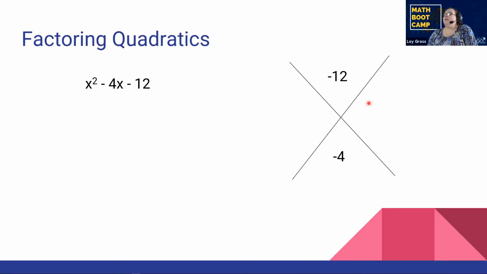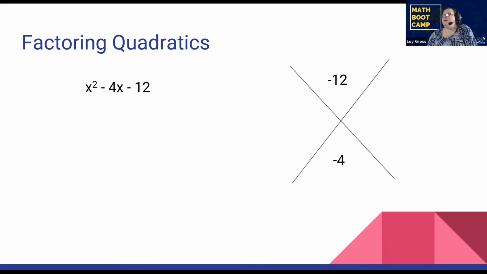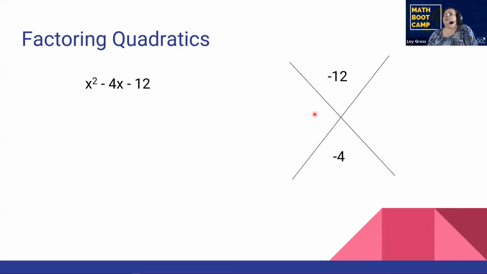On the left and right, we're going to have to figure out what numbers we would multiply and add to get those two numbers. So you can kind of play around in your head, 1 and 12, 2 and 6, 2 and 6 will do it. And in fact, plus 2 and minus 6. And visually we can see plus 2 times minus 6 is minus 12, plus 2 minus 6 is negative 4. And it gets us the same answer, the x minus 6 and the x plus 2.